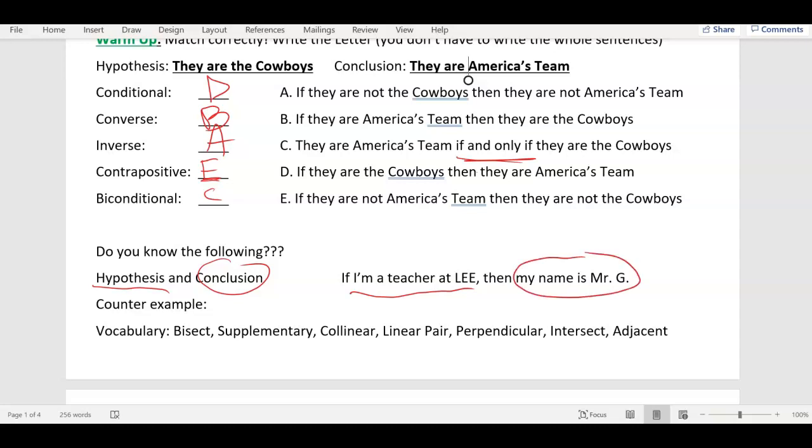Are you able to underline a hypothesis and circle a conclusion like that? Because you had to on last week's assignment, and I'm showing you right now, and you're going to have to do it today, okay?